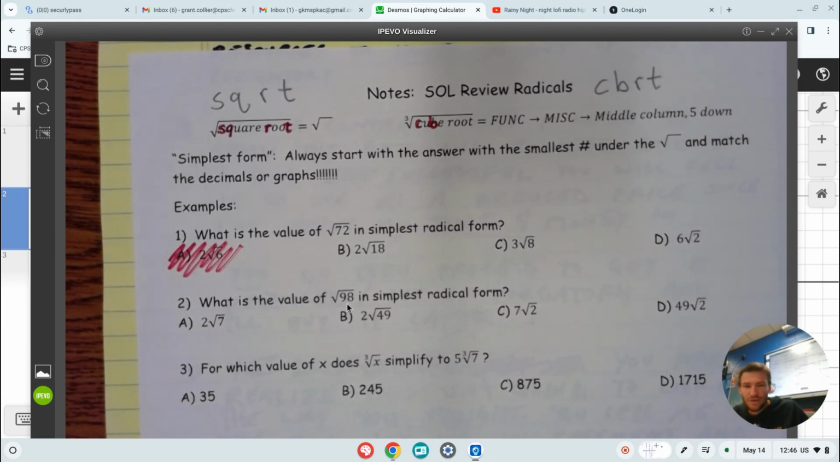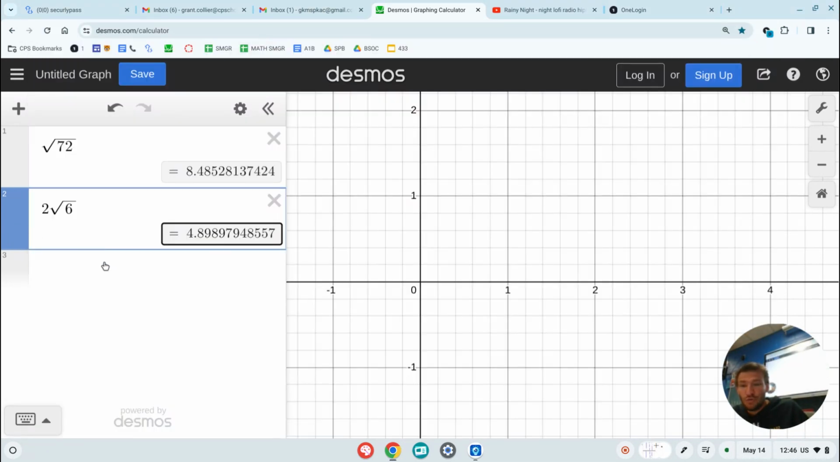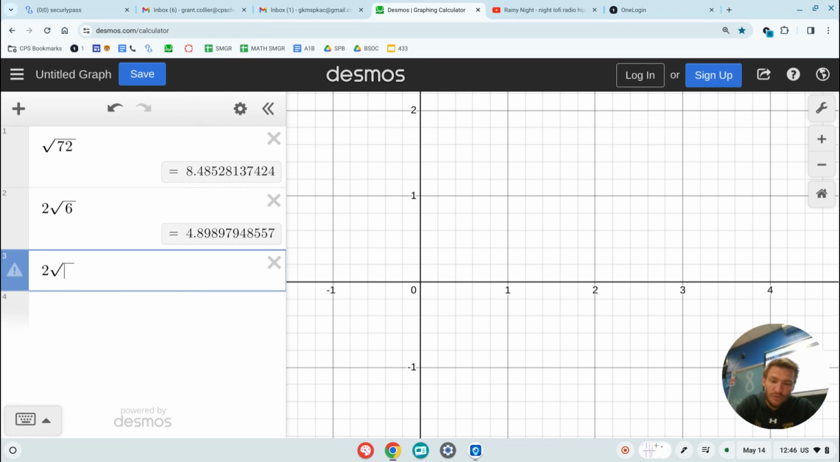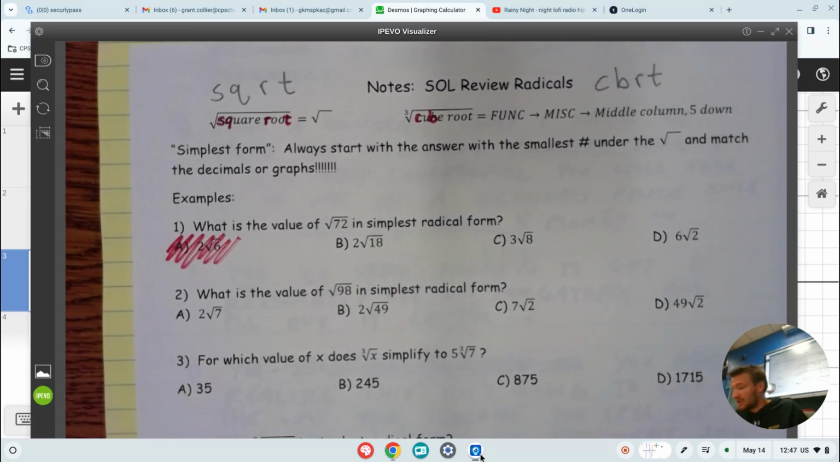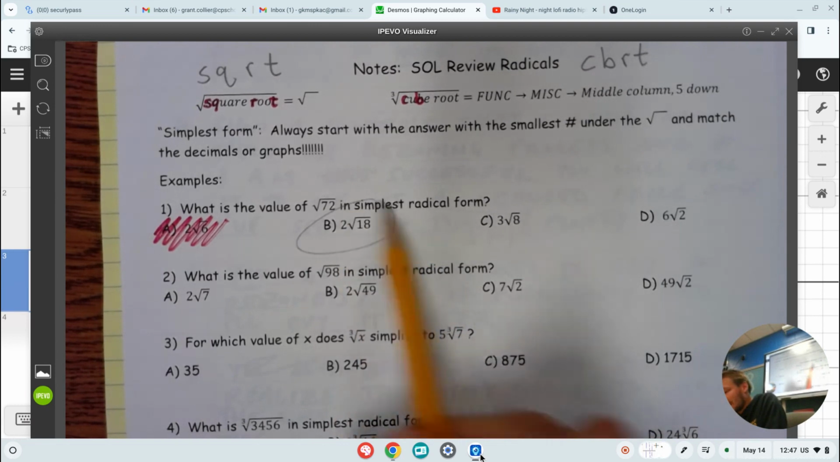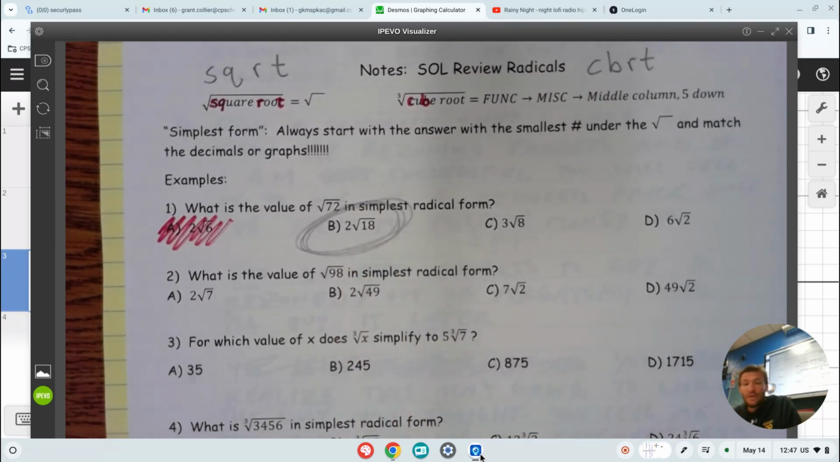So let's try letter choice B, which is 2 square root 18. How do you feel about letter choice B? 8.48 or 8.485, and 8.485. I think letter choice B looks pretty good. Should we even try letter C, or should we just move on?